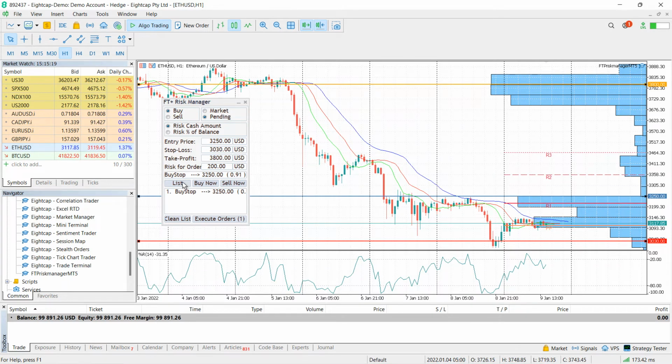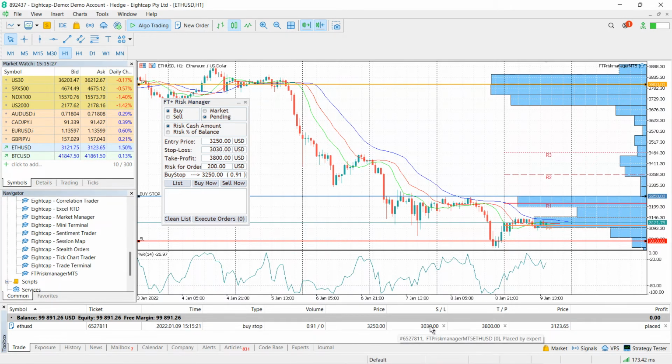I'm going to list now and then execute order, and we'll see it come up down below. So there's the order in place with the price, the stop loss, the take profit, and the current price, and the order is placed and in the market ready to execute.